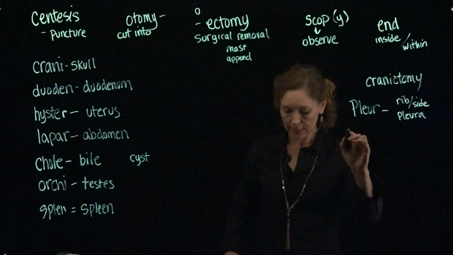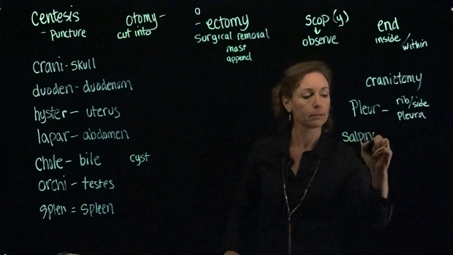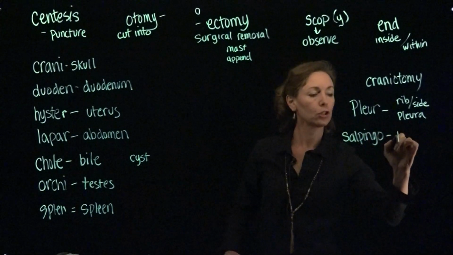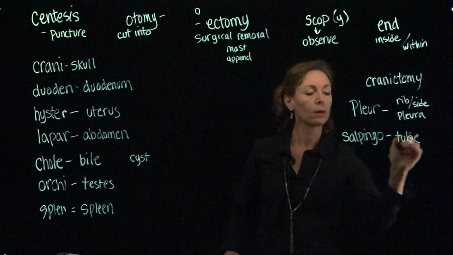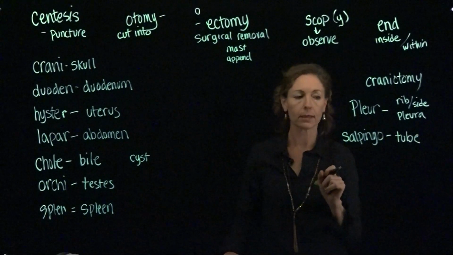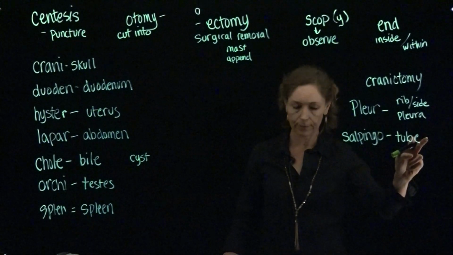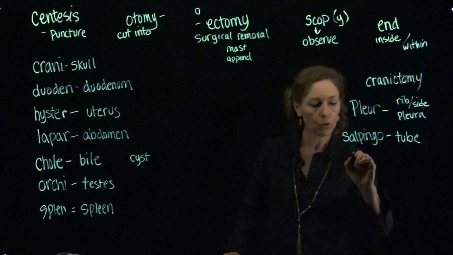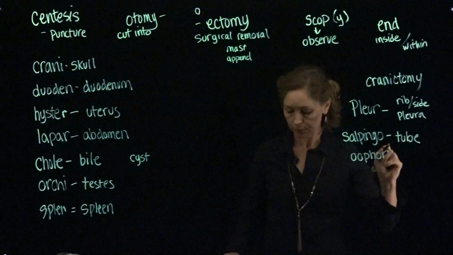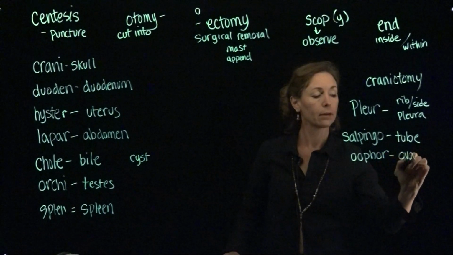The next one is salpingo. Salpingo means tube, and I'm going to do one more word because these will go together when I explain something. So one card should say salpingo, backside tube, and then oophor. And that means ovary.